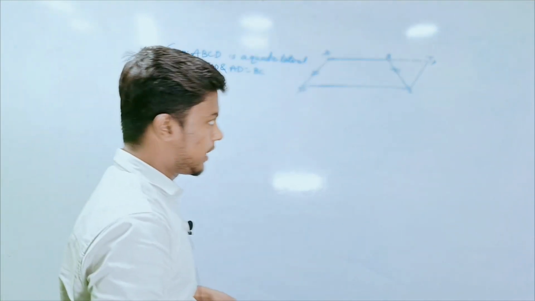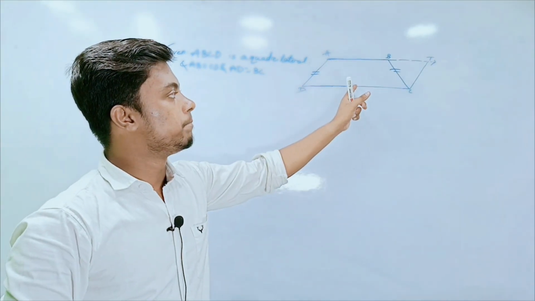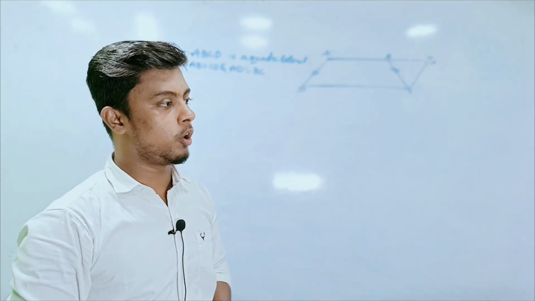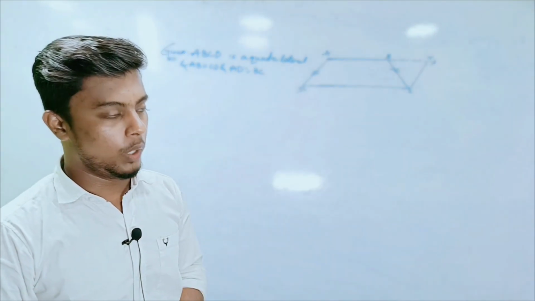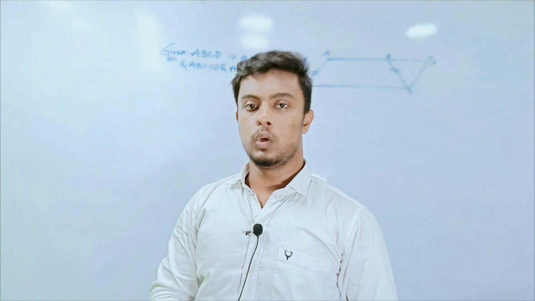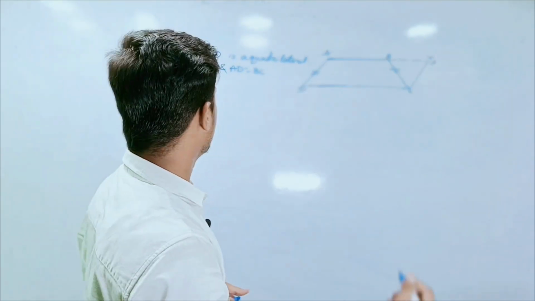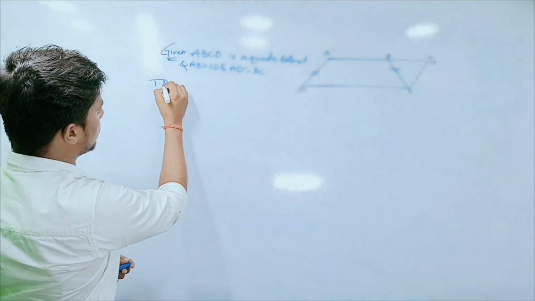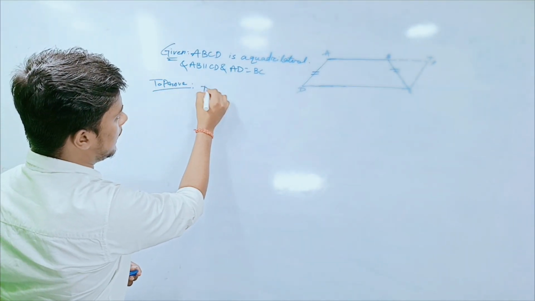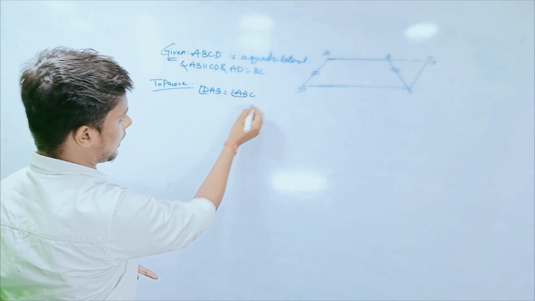Students, you already know that if in a quadrilateral one pair of opposite sides is parallel, it forms a trapezium. But here we don't need any property of trapezium. You have to focus on how to equate A and B. So we have to prove angle DAB equals angle ABC.